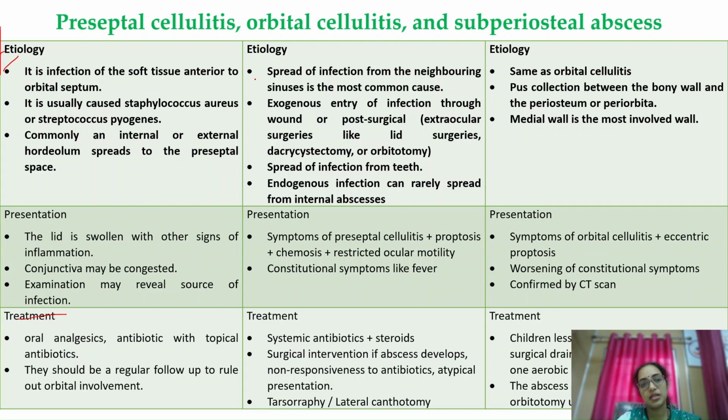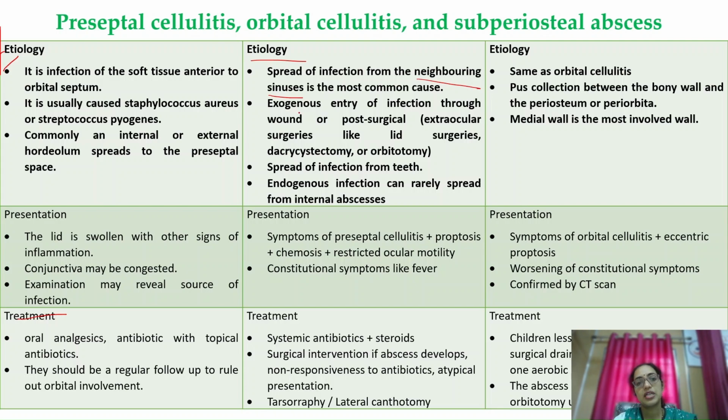So, when does it become orbital cellulitis? So, orbital cellulitis, the etiology is a little different. Okay, it can spread from preseptal cellulitis, but more often than not, the spread of infection is from the neighboring sinuses. So, whenever you are investigating a case of orbital cellulitis, you always want to look at the sinuses.